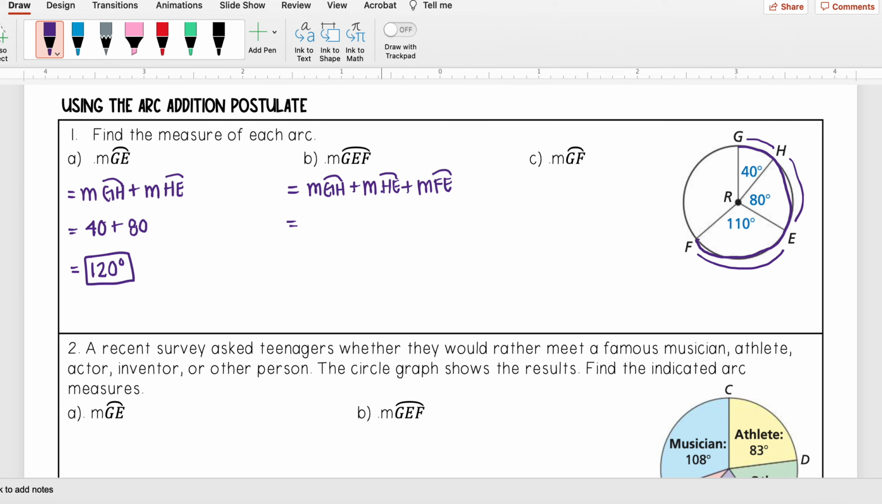Now you could have noticed that we already found GE and just put 120 right here, but let's pretend we didn't. GH is 40, so I'll have 40 plus HE, which is 80, plus FE, which is 110. So 40 plus 80, I get 120. 120 plus 110, I get 230 degrees.